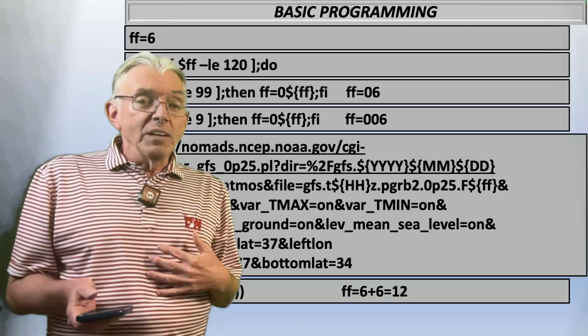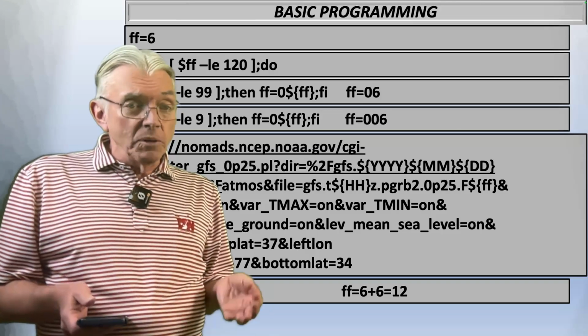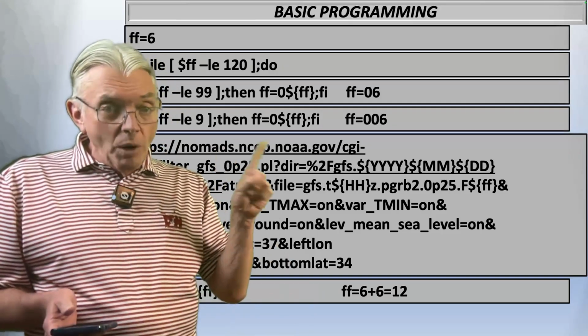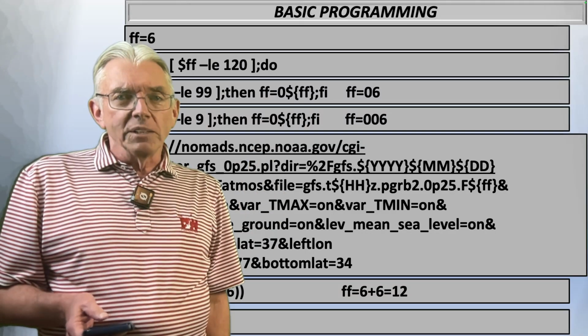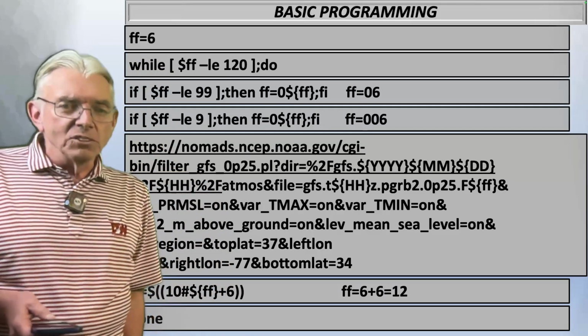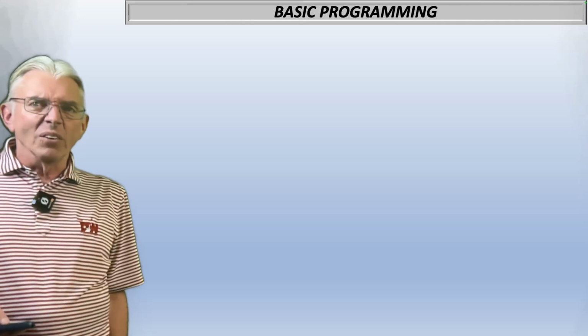When I go through the cycle the next time, 12 will be less than 99, so I'll have to put a 0 in front of it, but it's no longer less than 9. So I'm only going to add 1 zero the next time as opposed to the 2 that I have to do when it's 6, okay? And then you have a done down there at the bottom, which means that you are finished with your loop. You've gone all the way through your 120 hours.